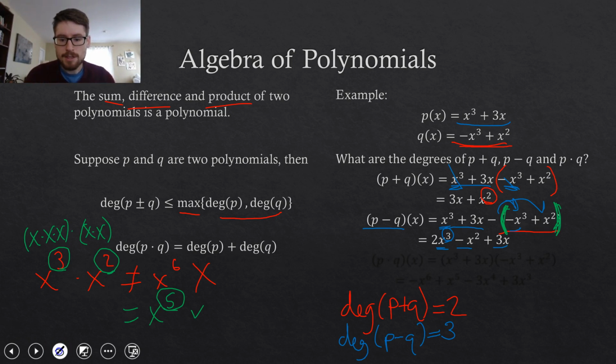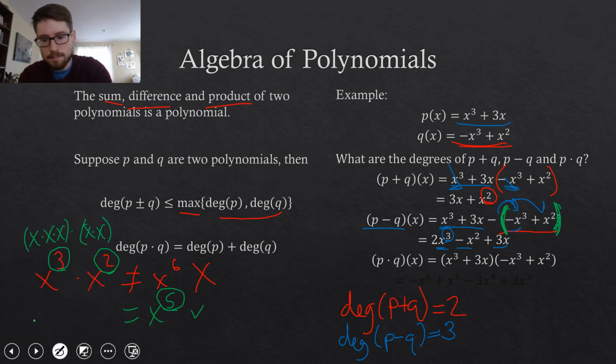And then let's do the product. So if we're going to multiply these two things together, it's very important to put parentheses around both. So I'm going to highlight that. Parentheses around p and parentheses around q, because this means multiply all of p by all of q. And so if we were to do this multiplication, we'd have to FOIL it.